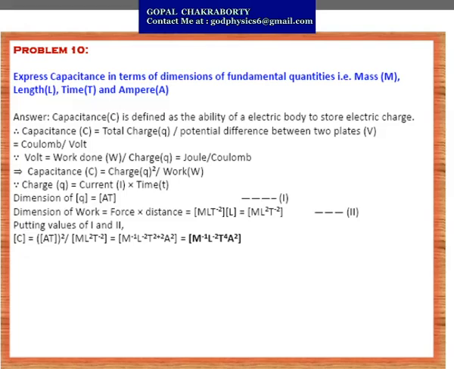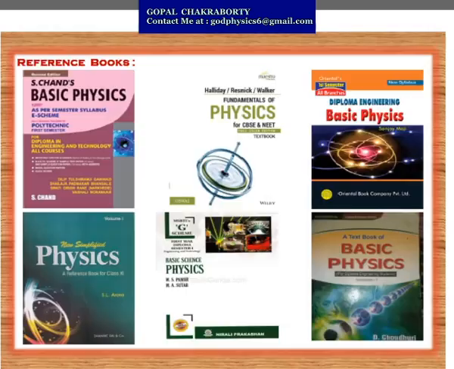So the dimension of Q equals [A T], ampere into T, and the dimension of work equals force into distance, that means M L T to the power minus 2 into L. Substituting all these values, the dimension of capacitance C equals M to the power minus 1, L to the power minus 2, T to the power 4 and A to the power 2. So these are the reference books that you may refer to for your practice.